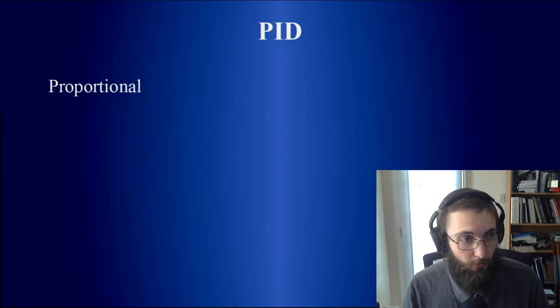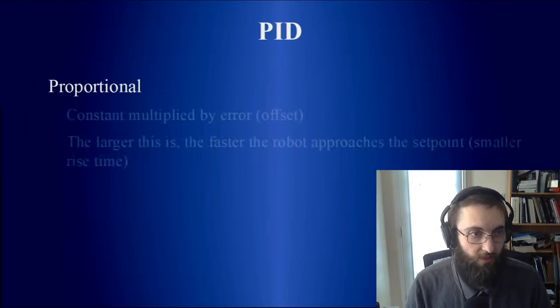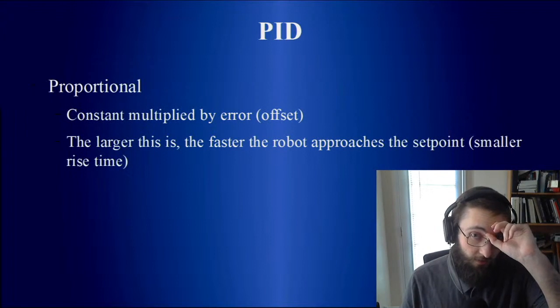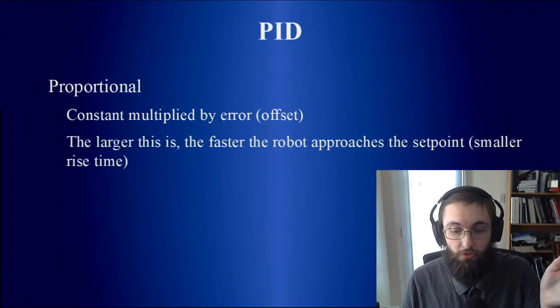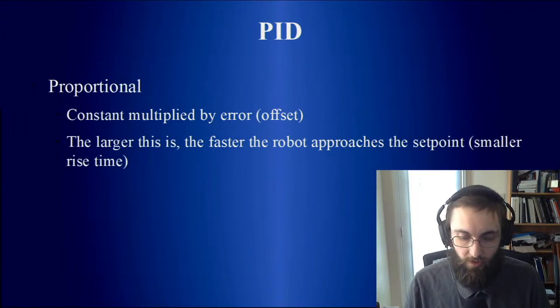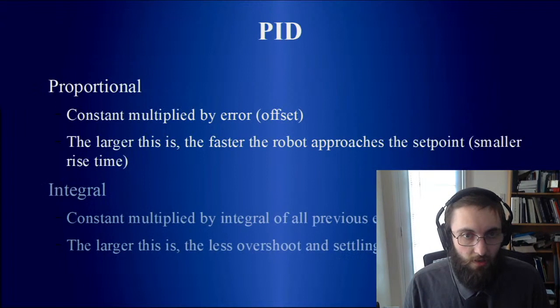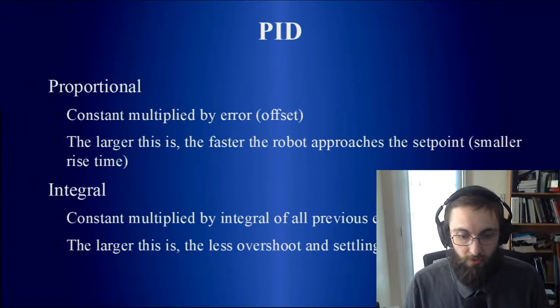So PID stands for proportional integral differential. The proportional is a constant that's multiplied by the error or offset. The larger this is, the faster the robot tries to adjust and approach the set point. We call this a smaller rise time. Integral is a constant multiplied by the integral of all previous errors.